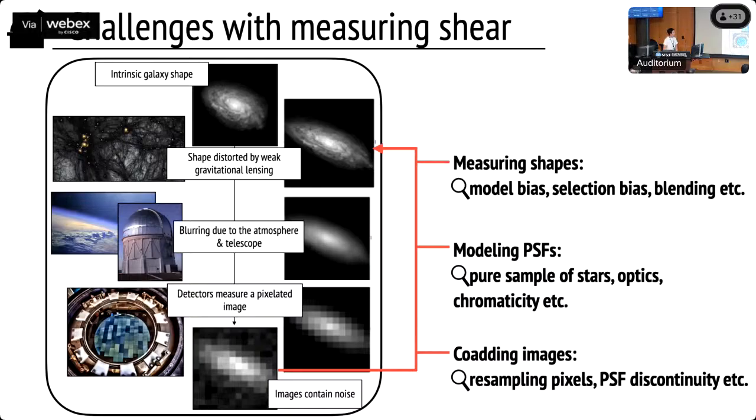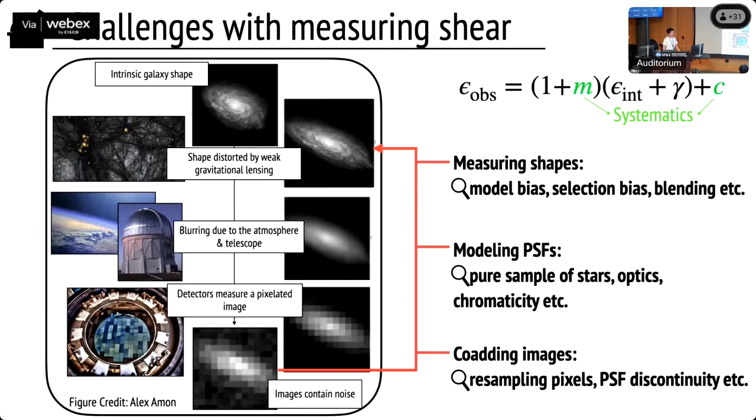And lastly, one can measure galaxy shapes to be correlated with. However, biases arise due to some measurement algorithms, noise, and selection of objects. And all these biases are basically summarized as multiplicative and additive biases in the measured galaxy shapes compared to intrinsic galaxy shapes.